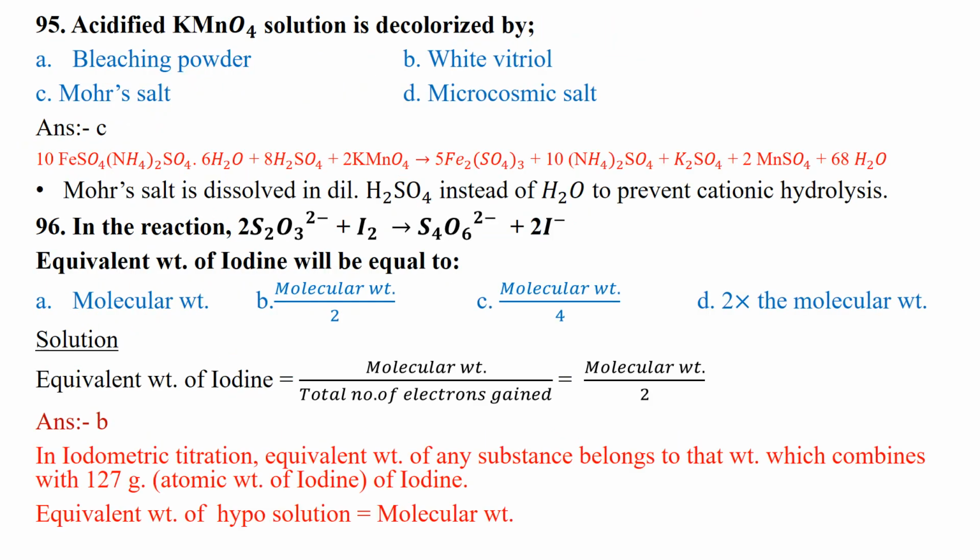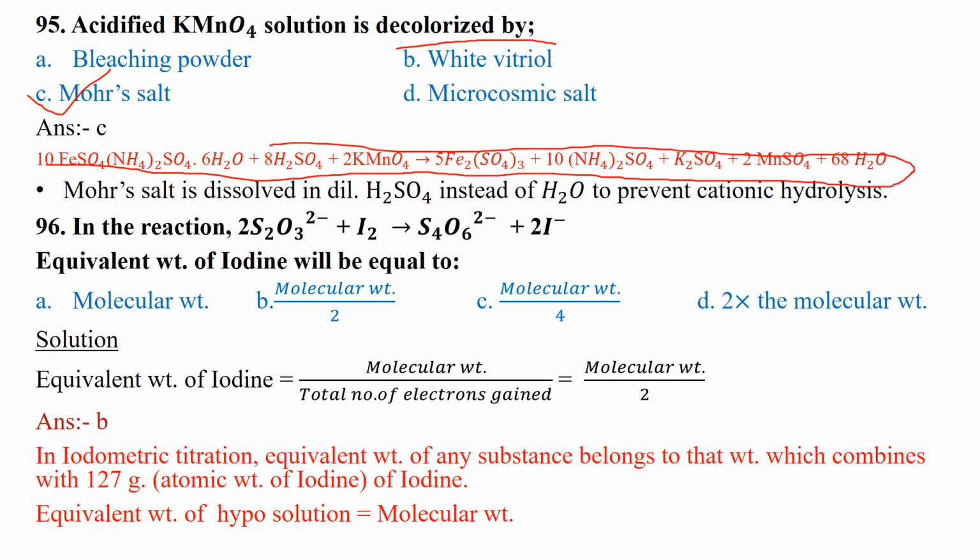Acidified KMnO4 solution is decolorized by bleaching powder, white vitriol, Mohr salt, microcosmic salt. Answer is Mohr salt. Here is the general equation of the above problem. This Mohr salt decolorizes the pink color of KMnO4 into colorless, right? KMnO4 has pink color and MnSO4 has no color. So it is done by Mohr salt.